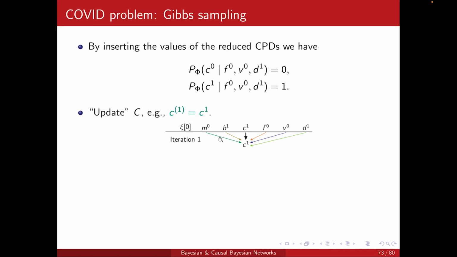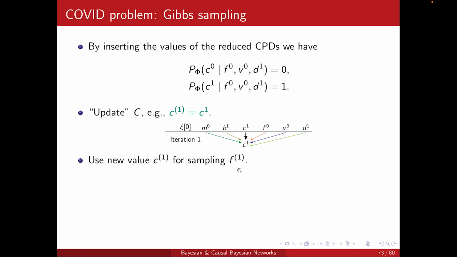I updated, in this case, it appeared to be the same value as in the previous iteration. Okay, and you see that it's based on all of these values. Now, I want to update the second value, the second variable, F. Remember that we had an ordering, CFVD. The second one was F.